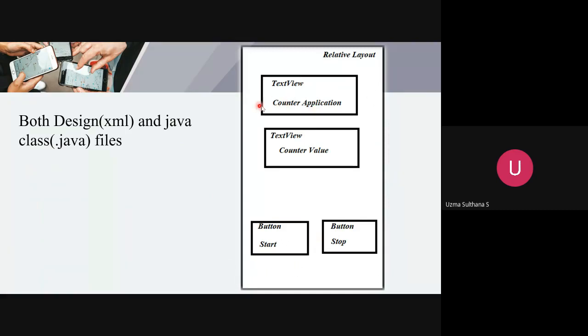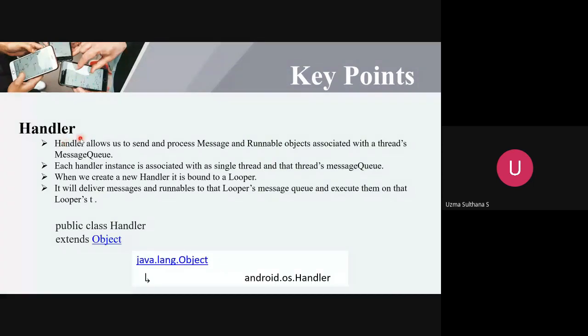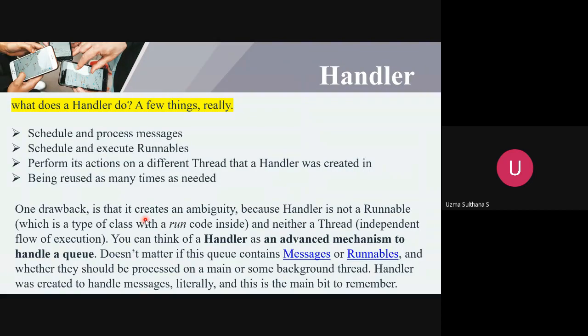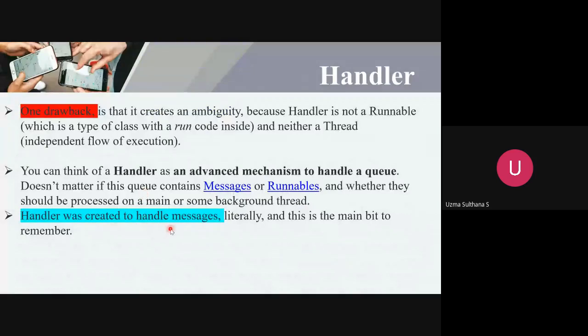The design of the counter application has a text view holding the counter value, and buttons start and stop. And we discussed something called handlers. At this moment, everyone should be aware of what exactly a handler is. A handler is nothing but handling the messages which are there in the message queue. This is a looper, and each time a message is stored in the message queue, these messages are handled by the handler. A handler is not a runnable, and it is not a thread as well. It is just a mechanism to handle and maintain a queue, just to handle the messages.